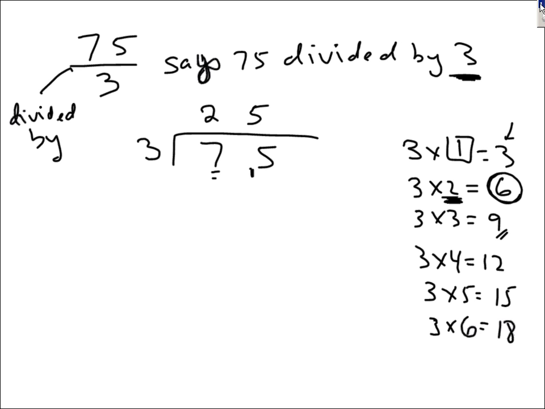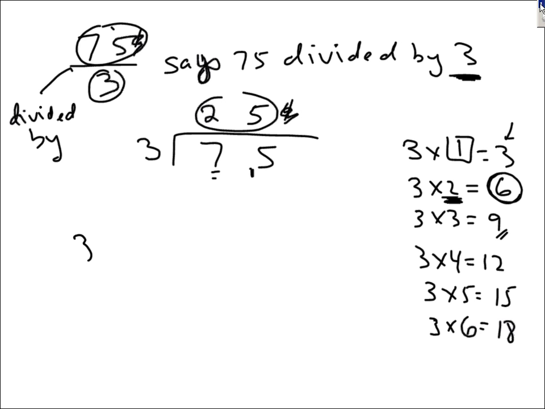Besides, you should have known this answer. 3 of what gives you 75? Think cents. 3 of what gives you 75 cents? The answer is 25. 3 quarters give you 75 cents. So you should actually have known that with 75. I meant to say 25.